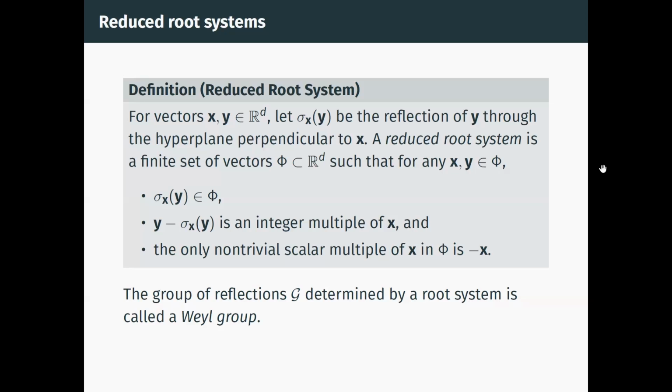And then you'll have a root system as long as whenever you reflect one vector through the hyperplane perpendicular to another vector, you get another vector in your root system. And then we could talk about a reduced root system where we have more minimal information encoding what's going on here. So that's not really as big a deal. But overall, if we have the group of all of these reflections, then it's called a Weyl group.